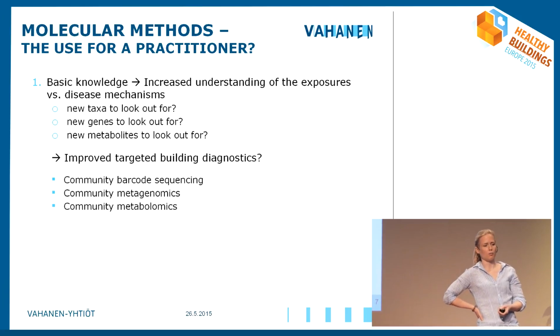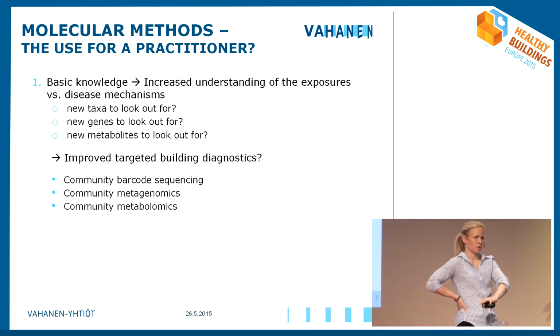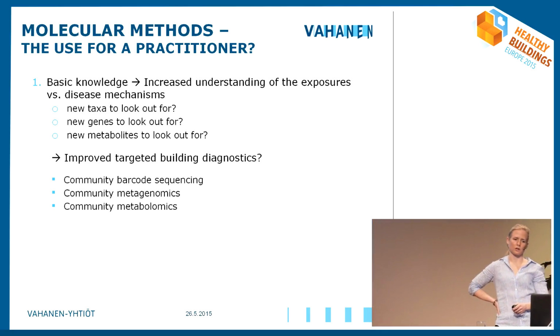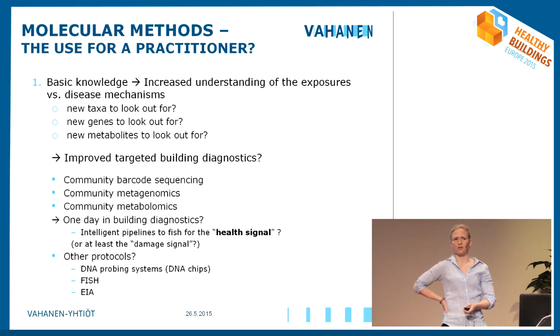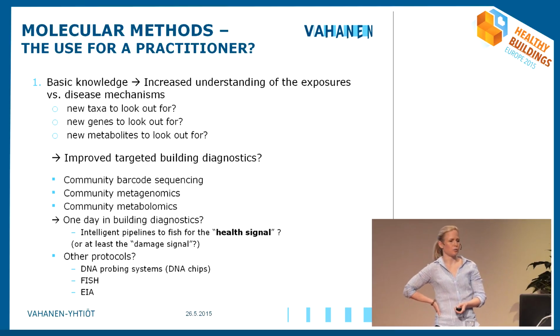So in my dream world, we would have some sort of community sequencing or this metabolomics community DNA combinatory method where you could extract fingerprints of abnormal situations of various types. But I don't know, that's years away from the present situation. If we could extract a health signal or damage signal from the big amount of data that we can get today with the new methods.